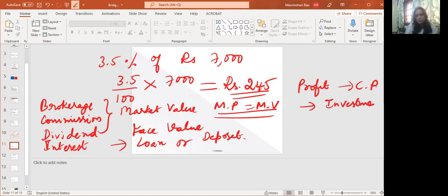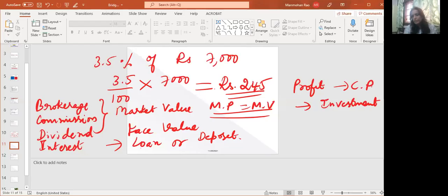Remember this word. Profit is always calculated on investment. I spent 1,000 rupees. How much is the profit I got? It's always calculated on 1,000 rupees. So profit is always calculated on the investment. Brokerage and commission are calculated on market value. Dividend is calculated on face value. Interest is calculated on loan or the deposit. So please remember, only these are the terms which you'll come across in the first year BCom mathematics.